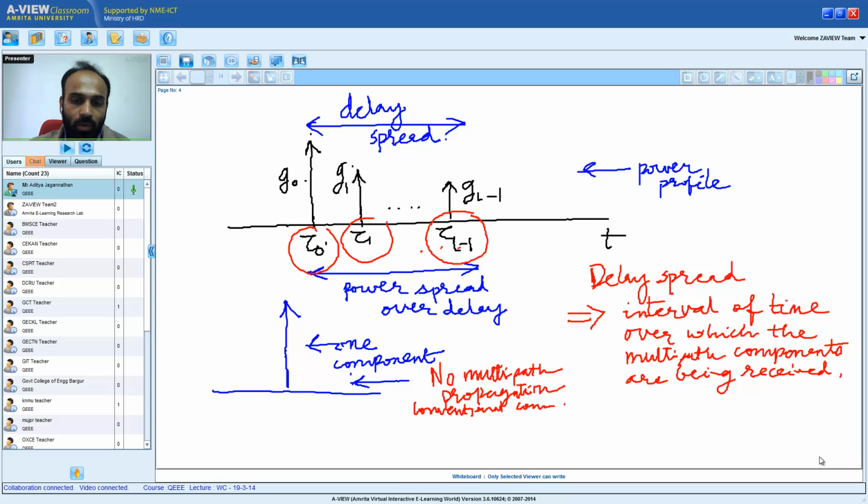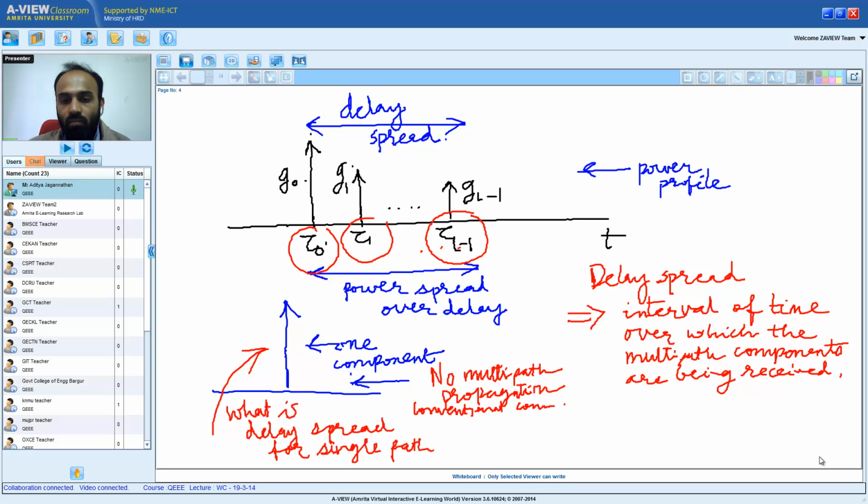Remember, if there is no multipath propagation, if there is only a single path, can someone tell me what is the delay spread in this kind of scenario? When there is a single path, what is the delay spread? Can someone tell me what is the delay spread for a single path scenario?